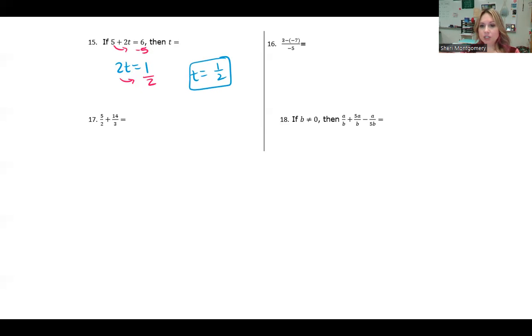Question 16, this is just like the one on the front. So we got minus, minus, that will be a plus. So we get 7 plus 3, 10 over negative 5. What is that? A positive divided by a negative, that will be a negative. 10 divided by 5 is what? 10 divided by 5 is 2. So negative 2.